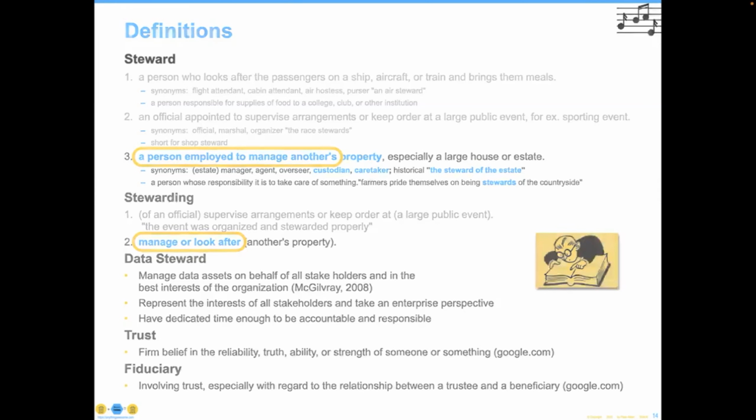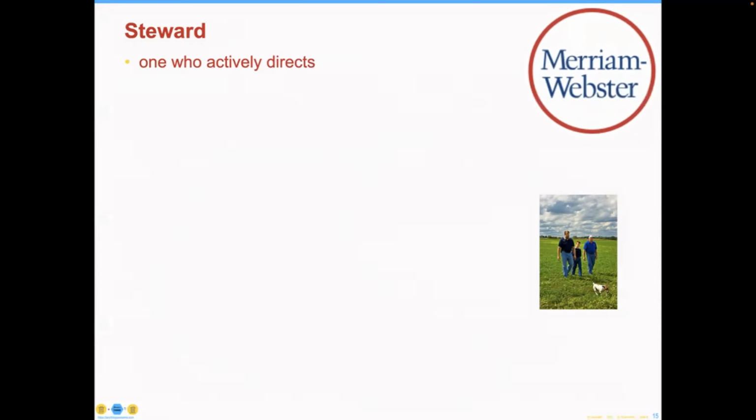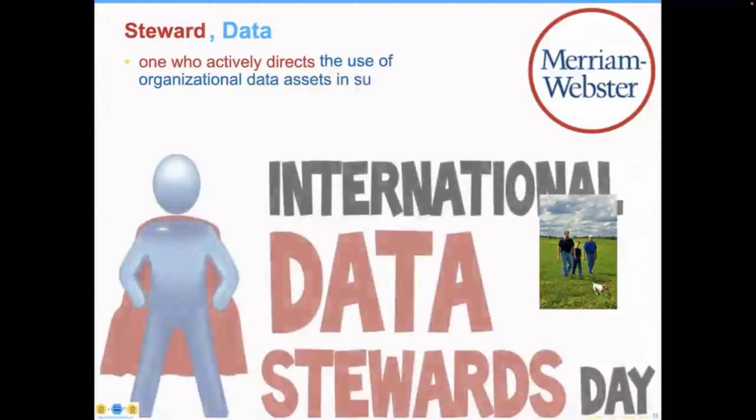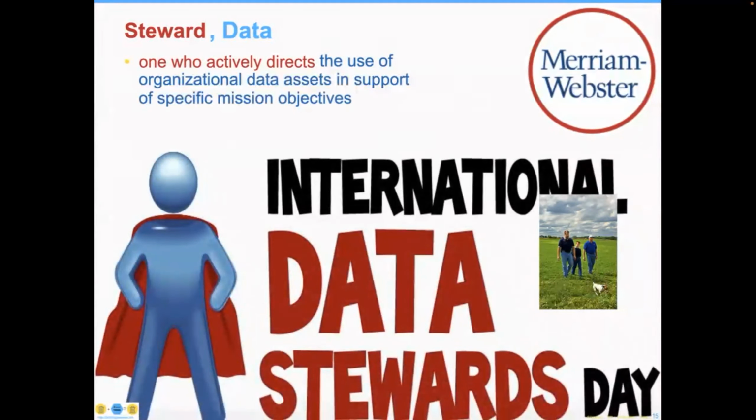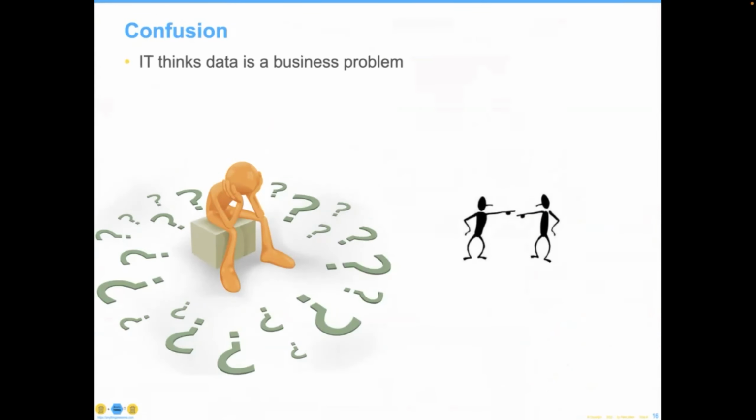Let's go back to the word steward for just a minute, however. And again, steward of the land, great. One who actively directs is actually the dictionary definition. But if we add data steward, I think we can pretty easily agree that the one who actively directs the use of the organizational data assets in support of specific mission objectives is the way you should really think about this going forward. Because unfortunately, in the past, there's been confusion.